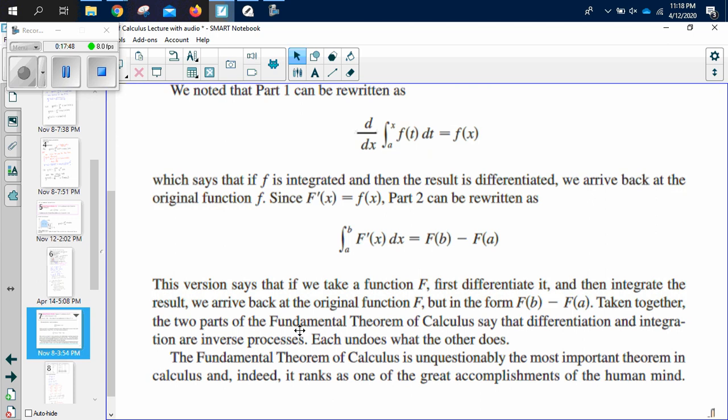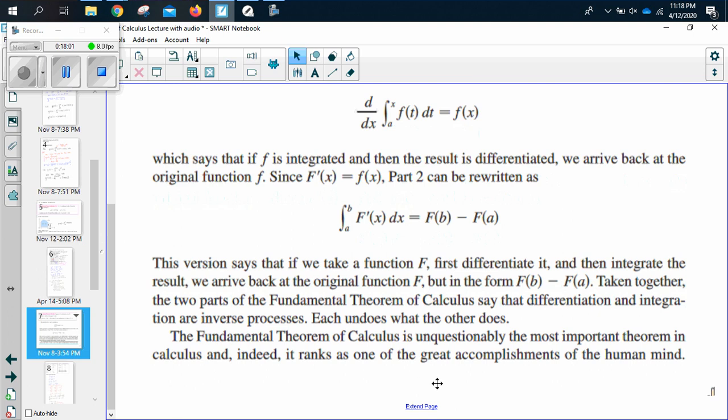Taken together, the two parts of the fundamental theorem of calculus say that differentiation and integration are inverse processes. Each undoes what the other does. The fundamental theorem of calculus is unquestionably the most important theorem in calculus, and indeed, it ranks as one of the great accomplishments of the human mind.